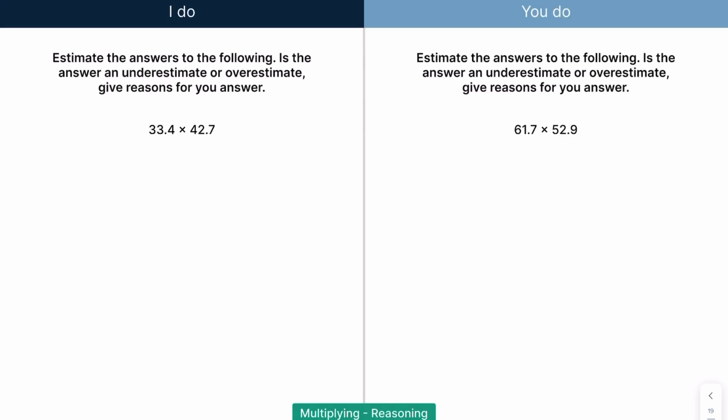And now moving on. So here we've been asked to estimate the answer, which we already know how to do because that's what we've been doing so far. And then it says, is the answer an under or overestimate? And give a reason for your answer.